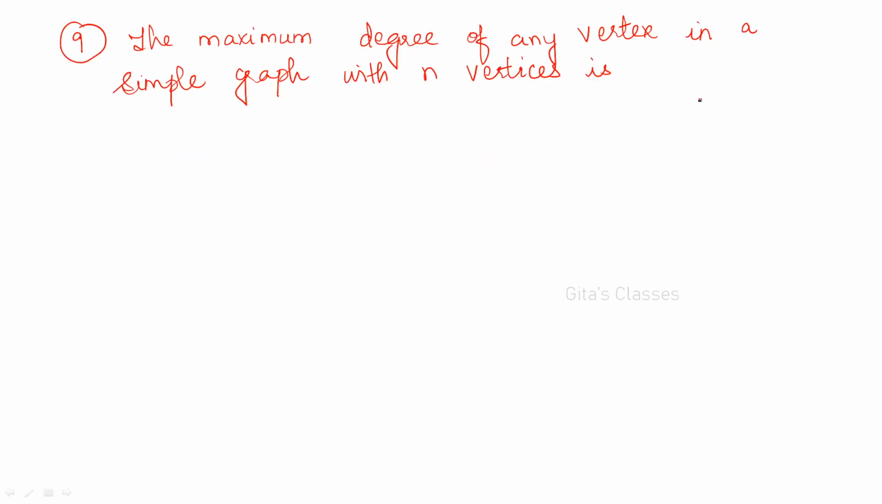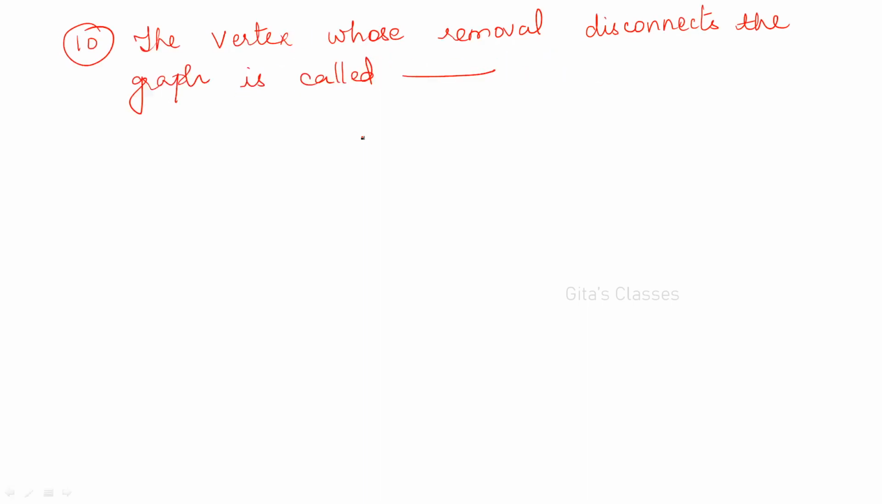The maximum degree of any vertex in a simple graph. Simple graph means what? It will not contain any loop or parallel edges. It is always n minus 1. So it can have a maximum of n minus 1 degree. Okay, n minus 1 edges can be incident with any vertex. So maximum is n minus 1.